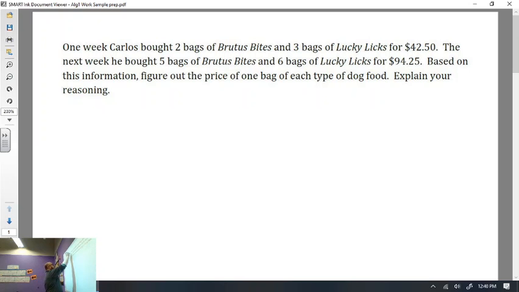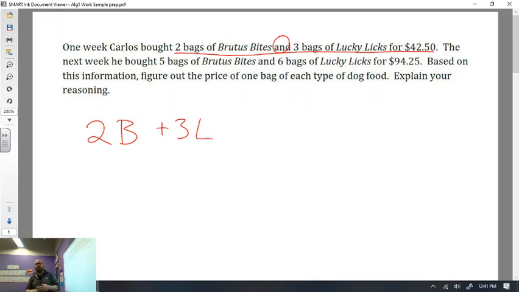So we start by looking at how one week he bought these sets of bags for that price. So we've got 2 bags of Brutus Bites. So we're going to have 2 B's. And B I'm going to use to represent bags of Brutus Bites. And the word and is going to signify to us that we're going to be adding. So it's going to be and 3 bags of the Lucky Licks, which I will represent by capital L. And then it says for $42.50. That's going to be our equal sign. Equals $42.50.